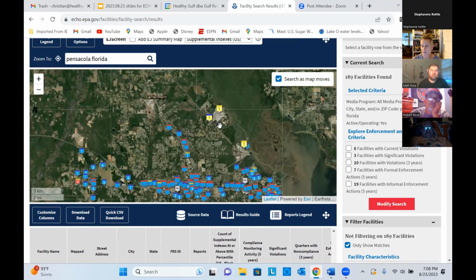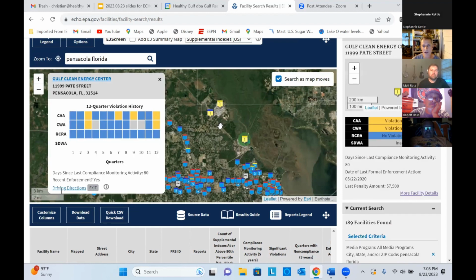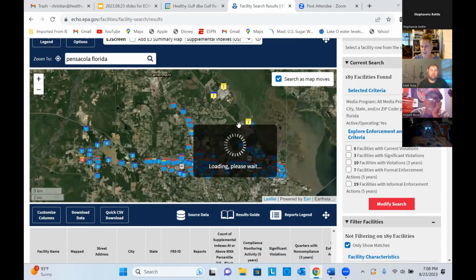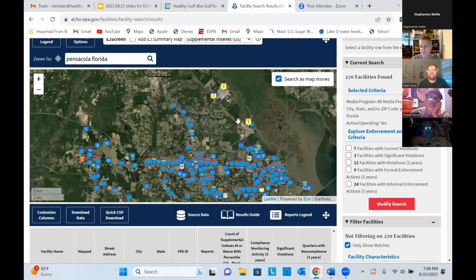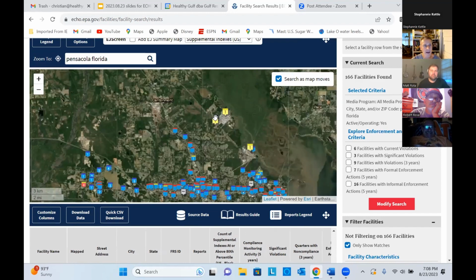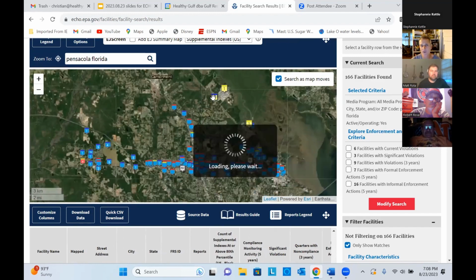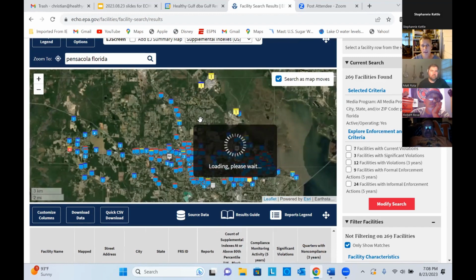These are major facilities. That one there is the Gulf Clean Energy Center, which is an FPL facility. By the way, clean energy is a misnomer. It runs on fossil gas, but they can call it whatever they want. It's freedom of speech. This other one, I'm not sure why they don't stay up for a second when I click on them. That wants to repopulate, but that's our main wastewater treatment plant right there.